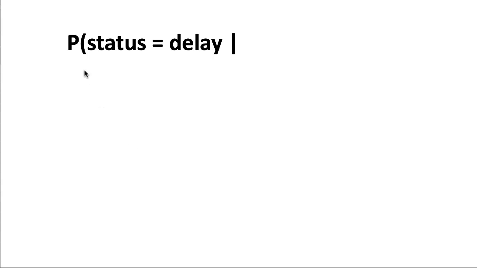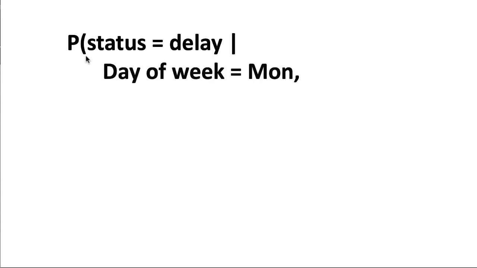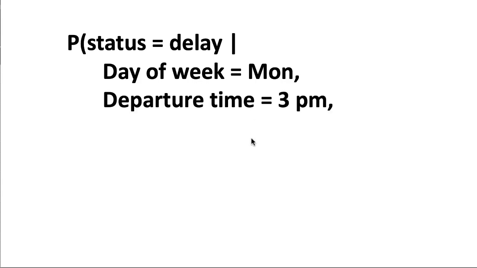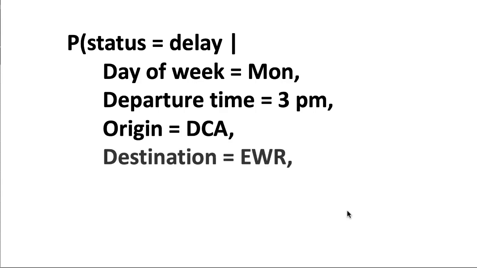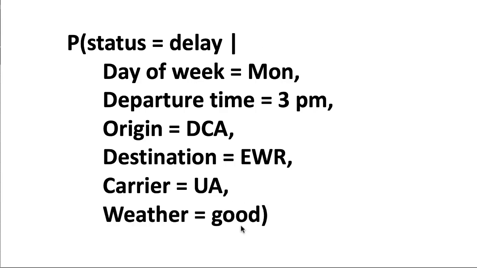So what we are looking for is the probability of status being delay given our combination of predictor attributes. Let's say the day of the week is Monday, departure time is 3 p.m., origin is this airport, destination is that airport, the carrier is United Airlines, and the weather is good. So all of these are the predictor attributes. And then we are saying, given the values of these predictor attributes, what is the probability of delay?